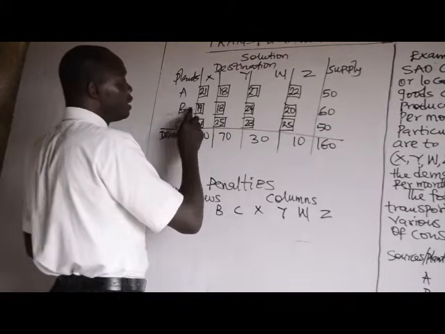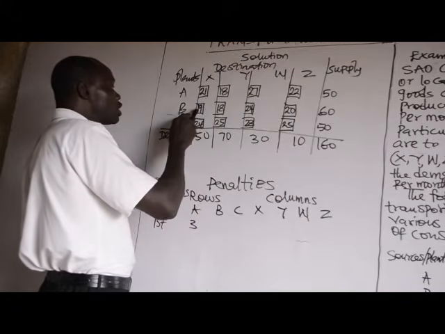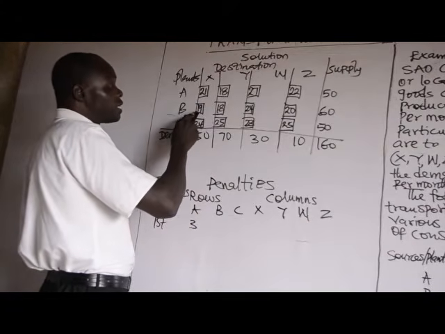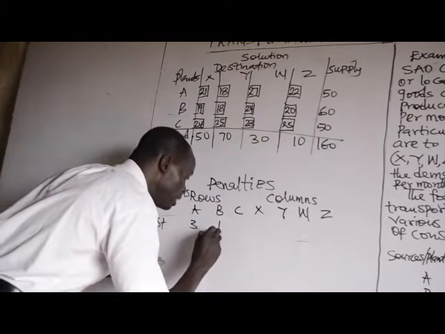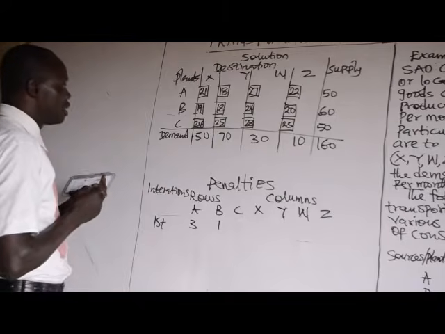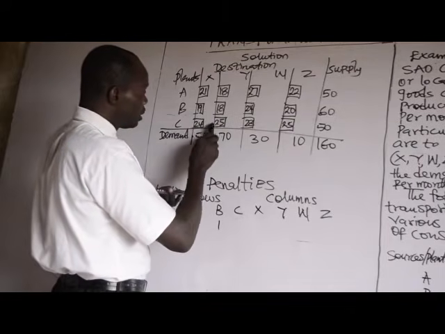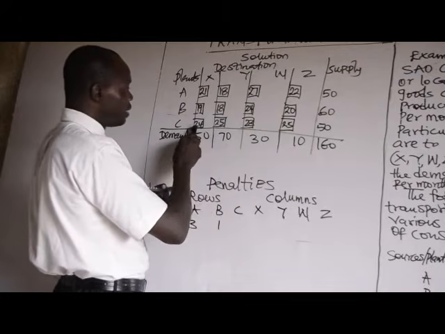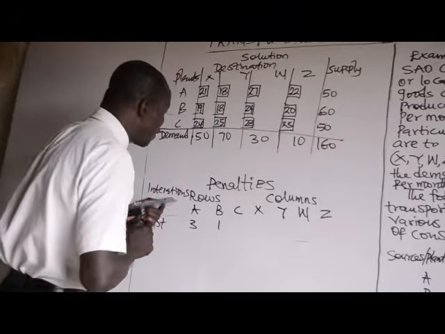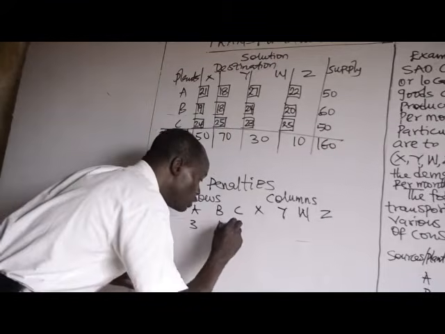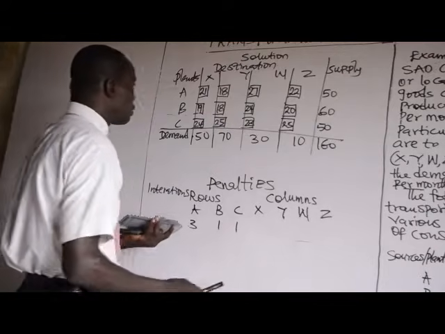Row B, the least cost is 18. The next least cost to it is 19. Therefore, 19 minus 18 will be 1. Under B, the penalty will be 1. C now, the least is 24. The next least cost is 25. Therefore, 25 minus 24 will be 1. That is for the rows. Then we have the columns.